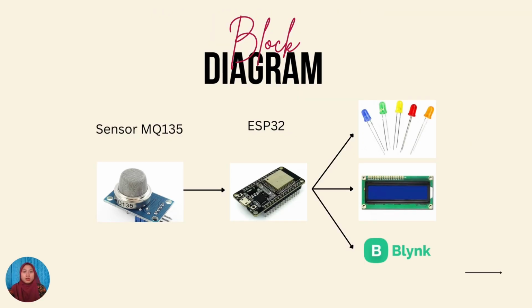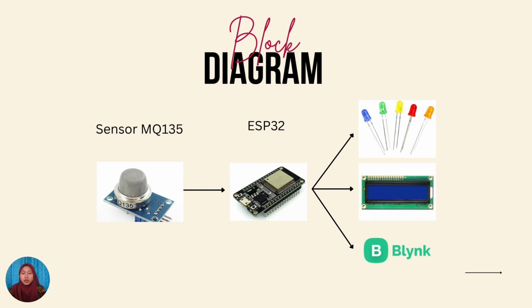Okay, so this is our block diagram. We have our sensor, the MQ135. The sensor will detect the air quality in our surrounding air, and then it will transmit the value to the ESP32, where it will receive the value and send outputs to the LED.